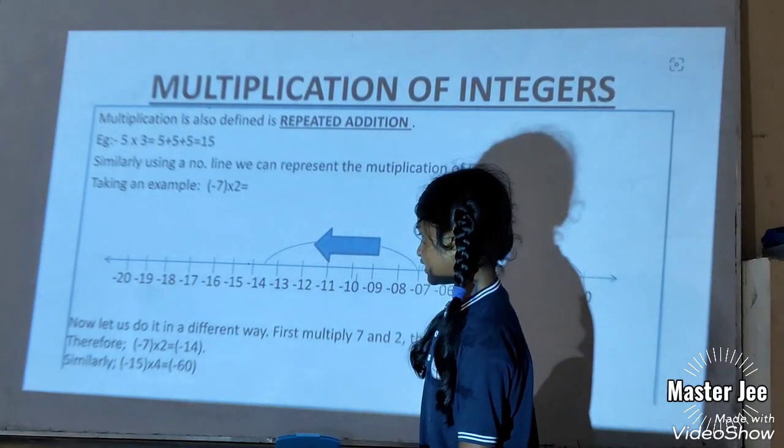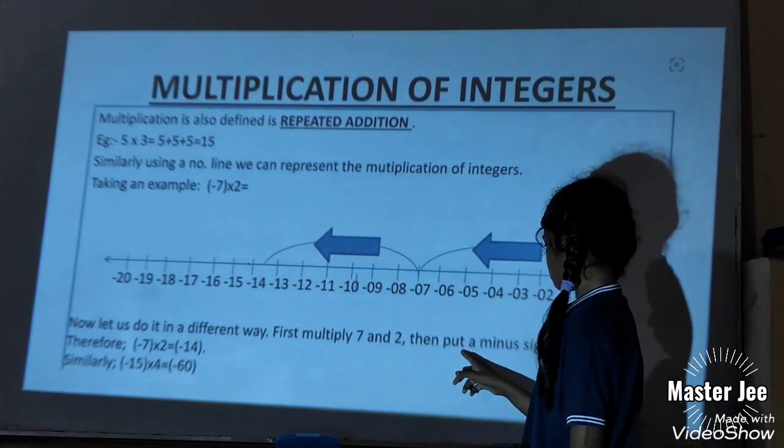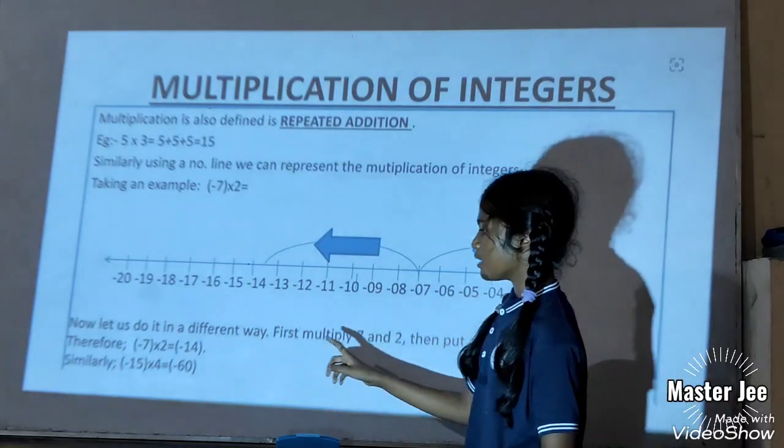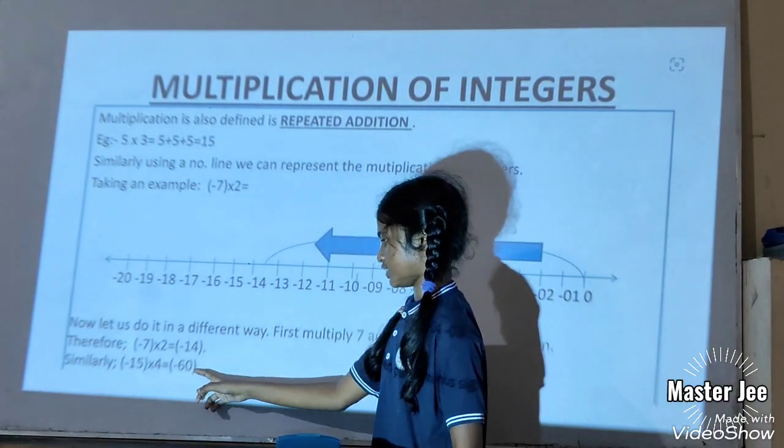Now let us do it in a different way. First multiply 7 and 2. Then put a minus symbol. Therefore, minus 7 into 2 is equal to minus 14. Similarly, minus 4 into 4 is equal to minus 16.